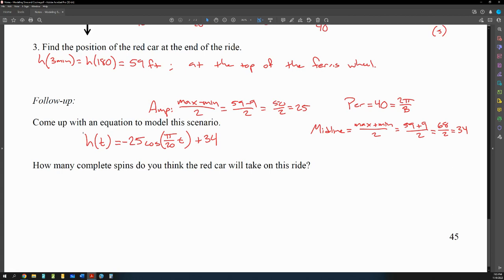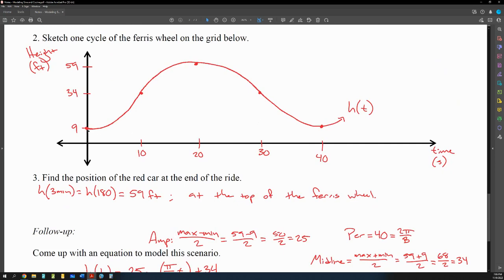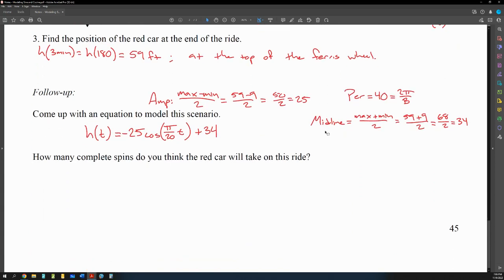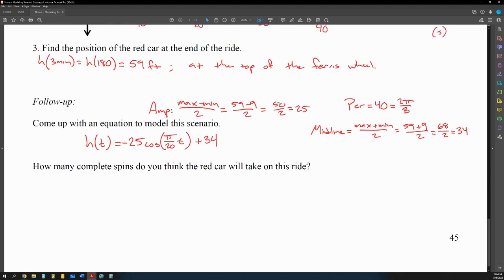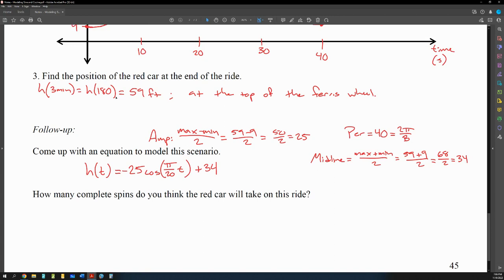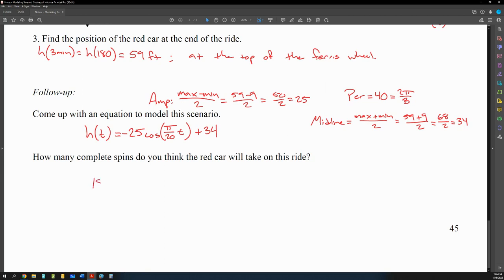So how many complete spins do you think that the red car will take on this ride? I know that it takes 40 seconds for one complete spin. We start at the bottom, end at the bottom. So it takes 40 seconds. So how many times in 3 minutes can we do 40-second spins, or one full rotation around? Well, I can take my total 3 minutes, or 180 seconds, and divide it by 40, and that's going to give me 4.5. So 180 seconds divided by 40 seconds equals 4.5 rotations, and we're asked for the number of complete spins, so that tells me that there are 4 complete spins.